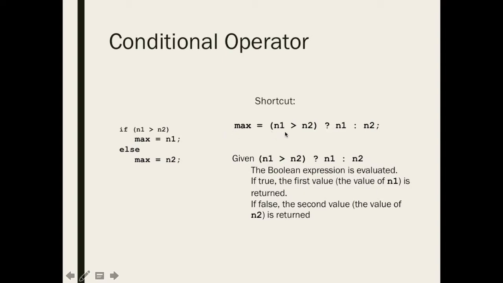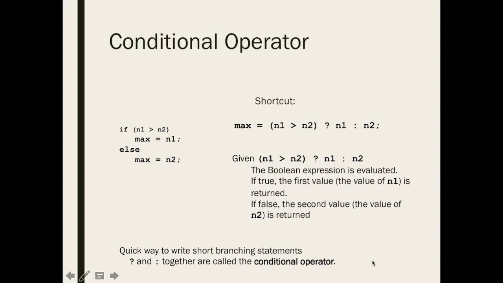So if n1 greater than n2 evaluates true, then n1 will be returned and max equals n1. You can see that's the same thing here. Else max is going to equal n2. So this is a quick way to write short branching statements, and you're combining the question mark and the colon together, and it's called the conditional operator.